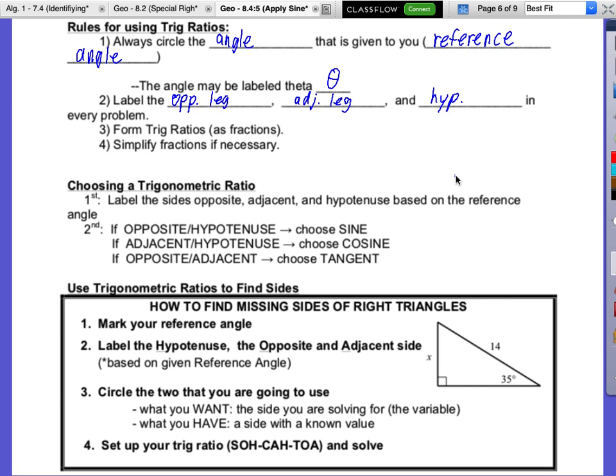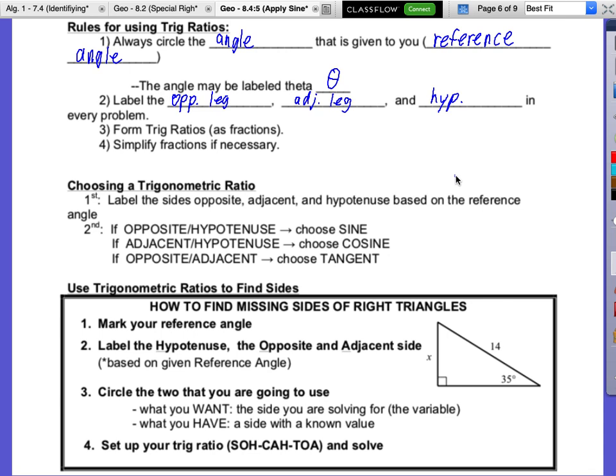We're going to form the trig ratios as fractions, and then we simplify the fractions if necessary. It's really all that simple. Now, how we choose a trig ratio, because sometimes we have to choose a trig ratio in order to find the missing side. We can use this to find the missing side.